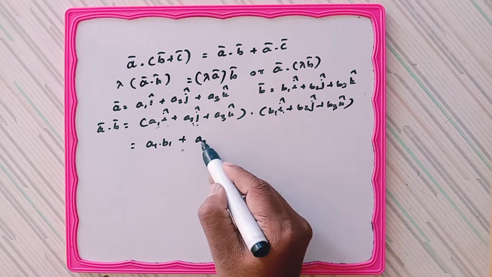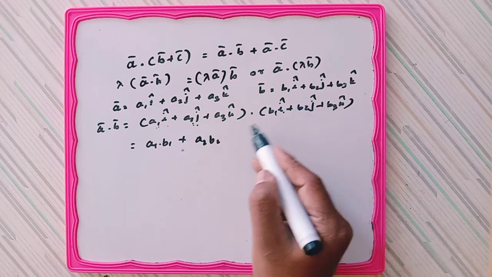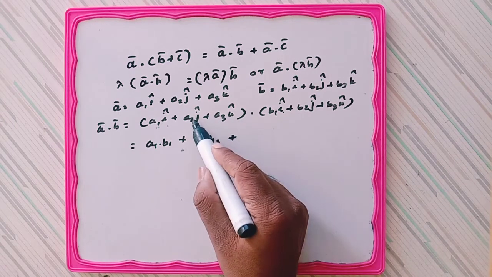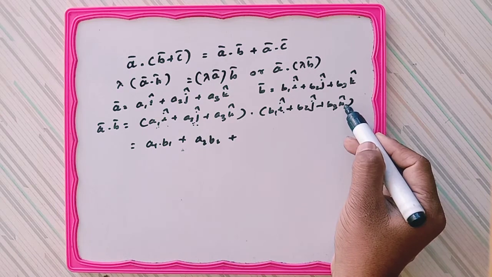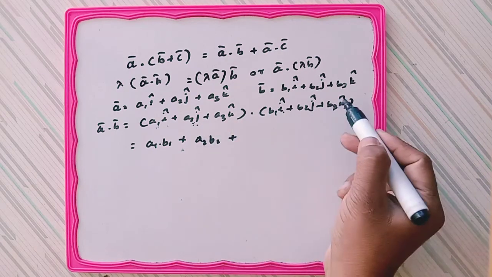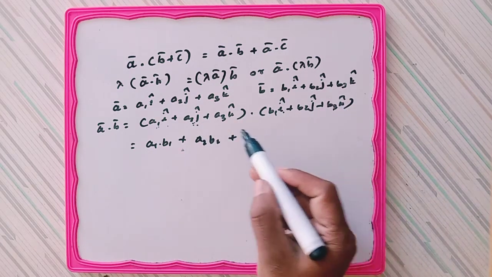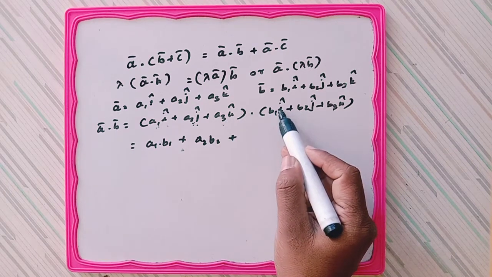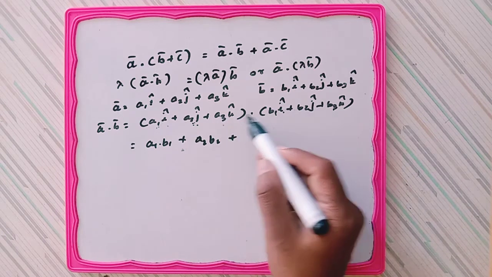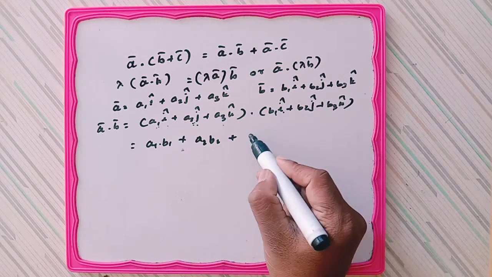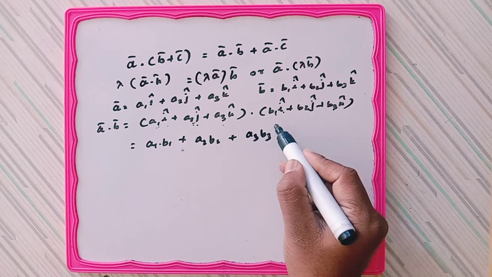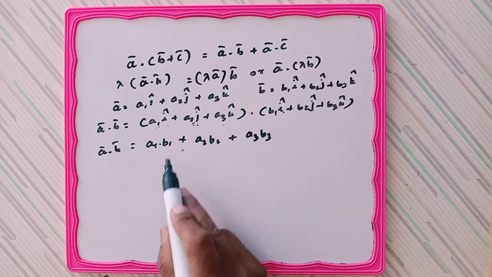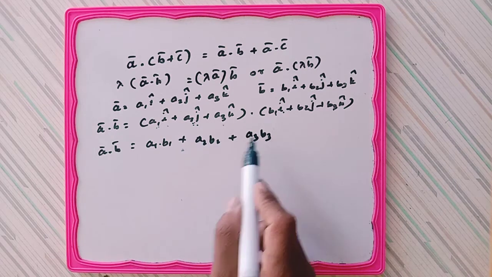a2 b2, j caret into j caret square, that is 1, and a2 b3, j caret into k caret, will be 0 because j into k is 0, we have studied. In the same way, a3 into b1, k into i, will be 0, a3 into b2, k into j, is 0, and a3 into b3, k into k, is 1. And so the a bar dot b bar value we will have is a1 b1 plus a2 b2 plus a3 b3.